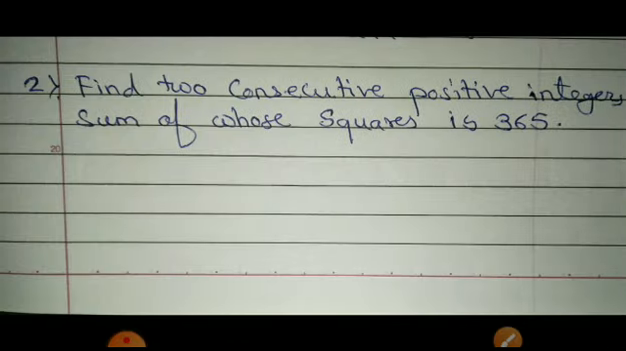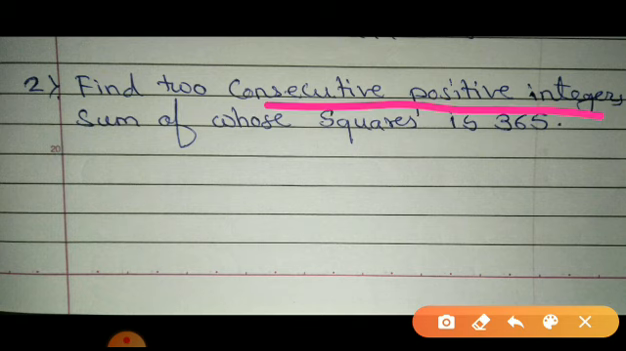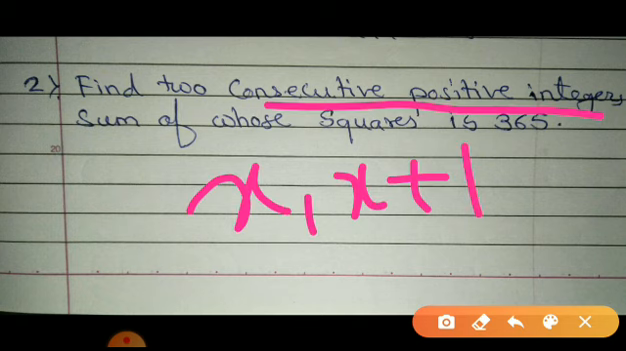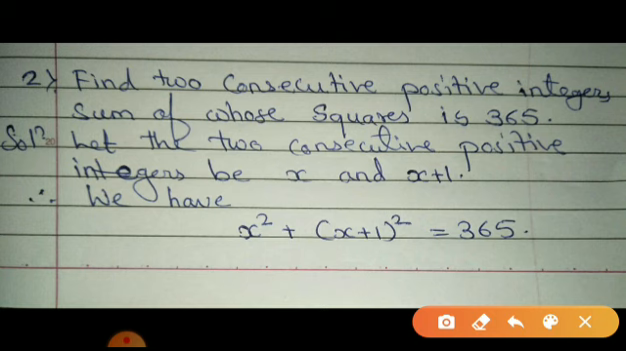Now next: find two consecutive positive integers, the sum of whose squares is 365. Again here the words are consecutive positive integers, so I can take x and x plus 1. Now what is the condition? Sum of whose squares. That means I am adding the squares of the numbers, and that sum is given to be 365. So I'll get x square plus x plus 1 the whole square is equal to 365.